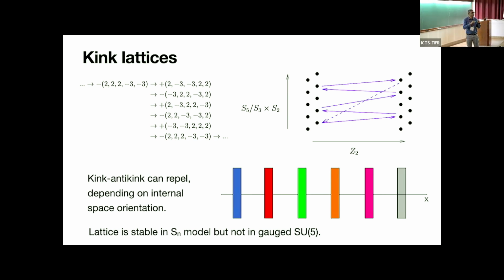So if in this system you do a phase transition, you break the symmetry, you will end up with a lattice of kinks. It turns out that in the gauged SU(5) model, this lattice is not stable. It's still a solution, but it's not stable. But when I discretize the model, that SU(5) becomes a permutation group, S5 actually, then it is stable.